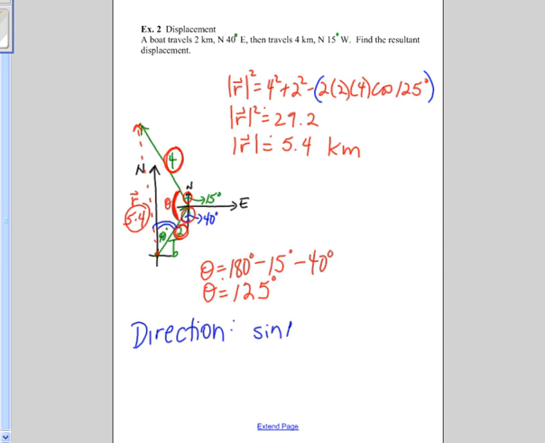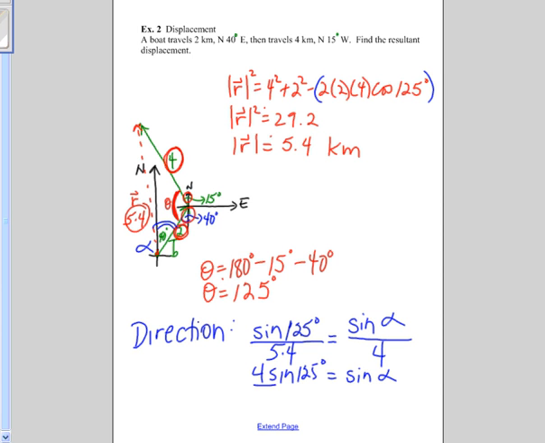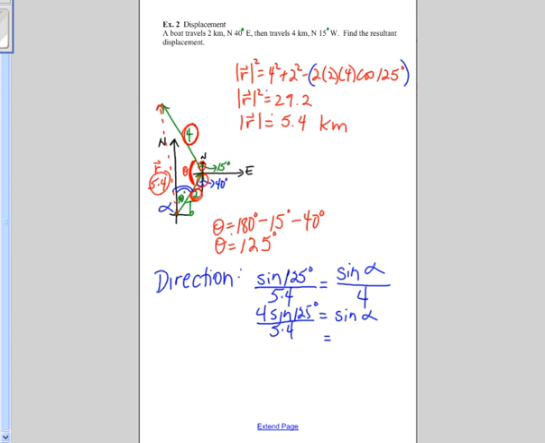I have sine of 125 degrees. Look across the triangle, 5.4, equals sine. Let's call that bottom angle, the whole thing, angle alpha, over 4. So 4 times sine 125 over 5.4. Alpha is equal to second function sine of this big mess, 4 sine 125 over 5.4. That gives me an angle of approximately 37.4 degrees.